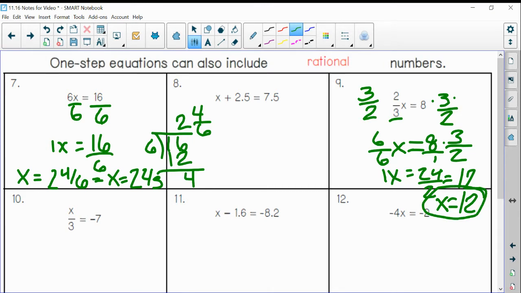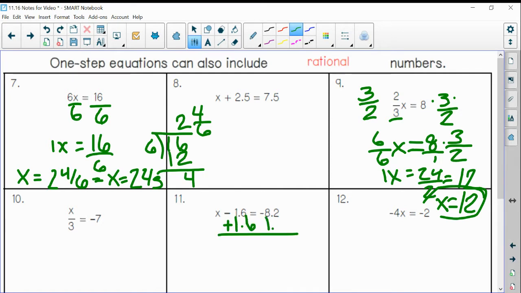Awesome. Let's see. I'm going to jump down to 11. All right, so I have x minus 1.6 equals negative 8.2. Remember, what's my inverse of subtraction? That's right, addition. So in order to get rid of minus 1.6, I'm going to add 1.6.